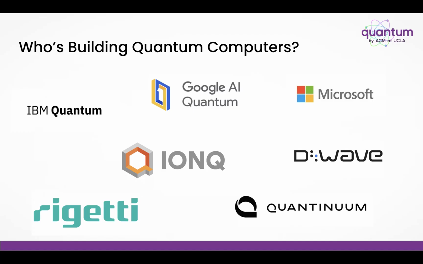And then we have Microsoft. They're pursuing topological qubits. This is something I'll also cover in a later slide. It's still at a very early research stage, but it has a lot of potential to be the universal quantum computer because it has potential for stability and scalability, which are both really important and things that we still want.